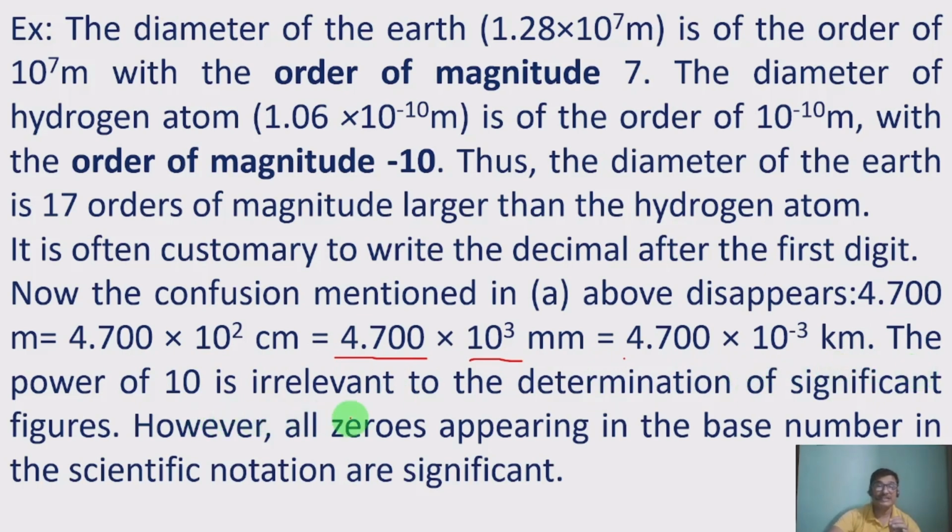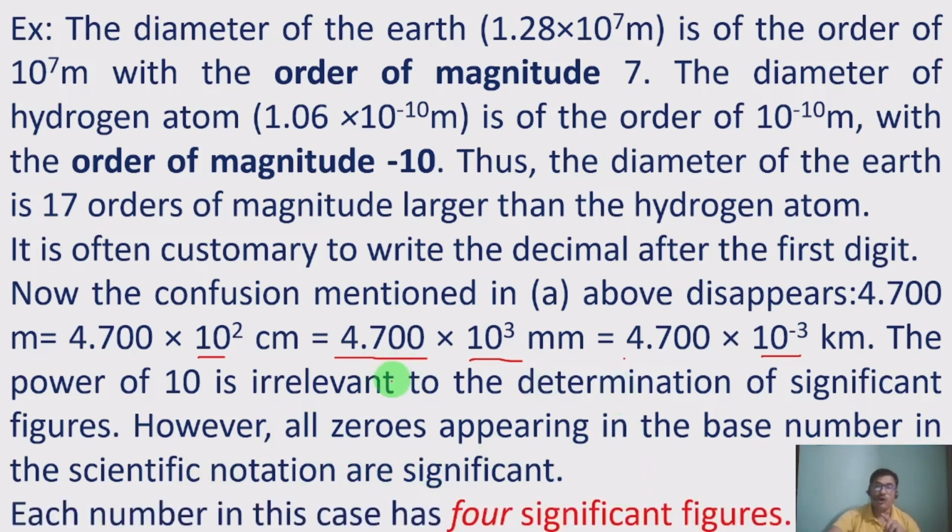The power of 10 is irrelevant here. Whatever the power is, it is irrelevant; we are not going to take it into account in the determination of significant figures. However, all zeros appearing in the base number in the scientific notation are significant. The base number A that we have considered is 4.700. All the zeros in that base number are also significant in the scientific notation. Therefore, each number in this case has 4 significant figures.